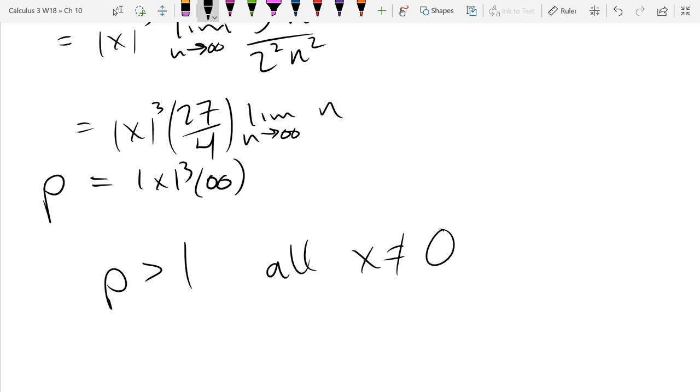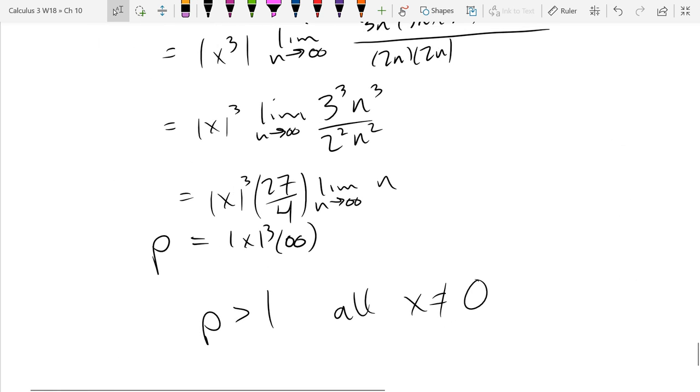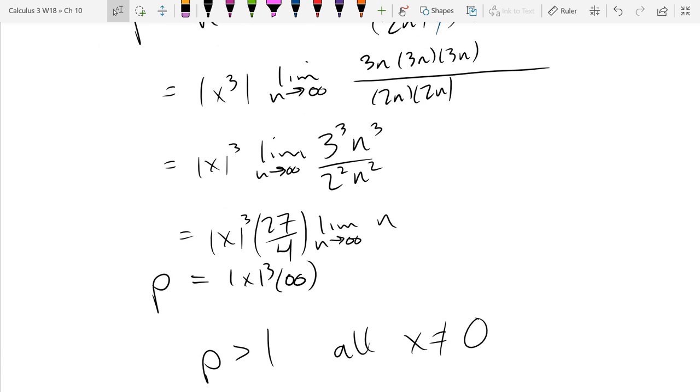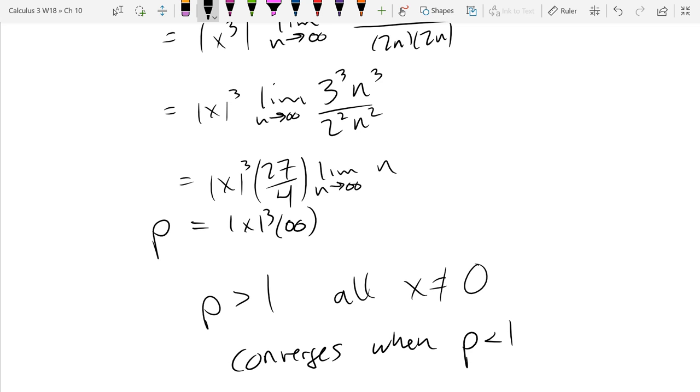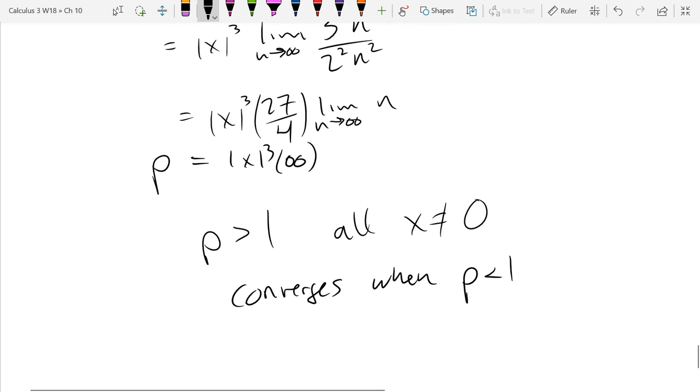So again, are there any logic questions as to why that's a true statement given R? This only converges at 0. Every other x value, it's going to diverge. So convergence is when rho is less than 1, which happens only when x is 0.